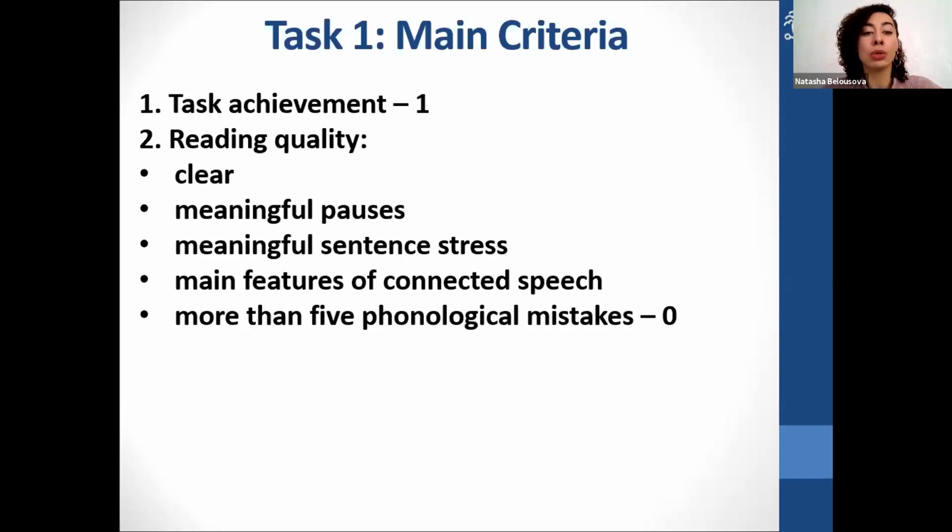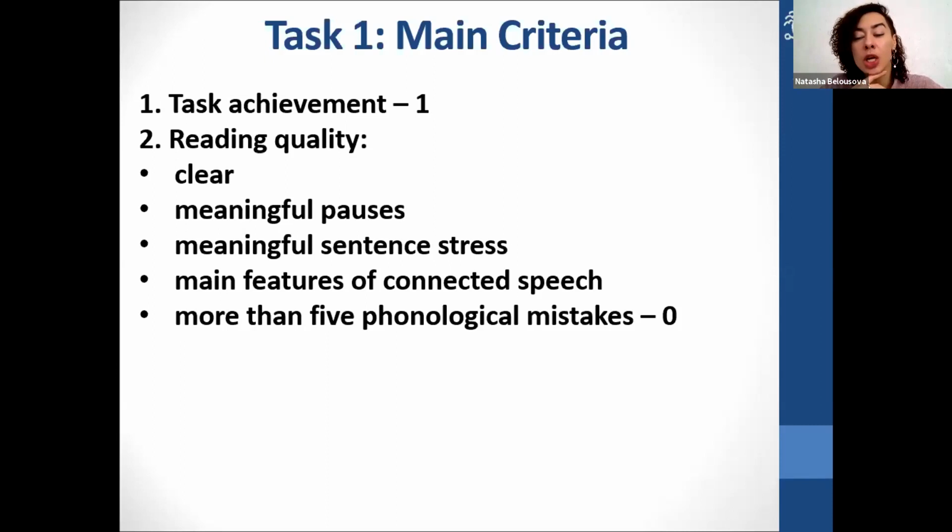Then we're also looking at meaningful pauses. So not pauses because I pause after every single word to think how to read the next word, but meaningful pauses after more or less finished bits and pieces of ideas. We're looking at meaningful sentence stress, and some main features of connected speech.